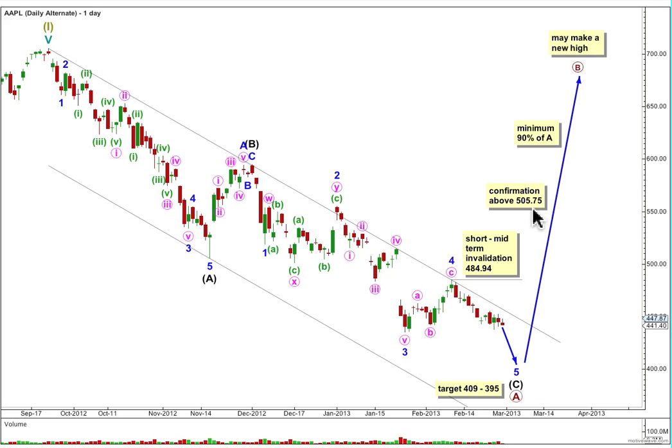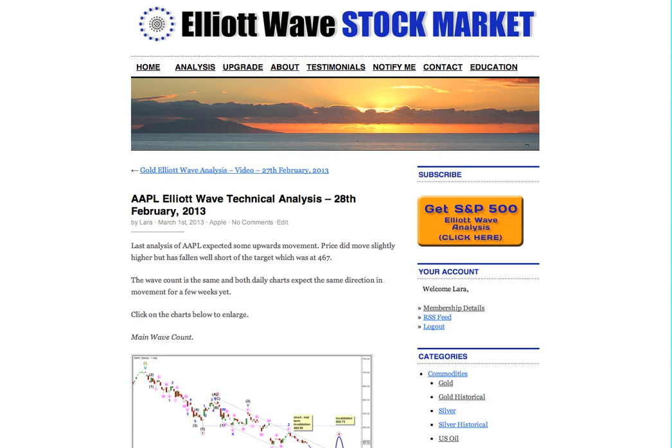It'll be confirmed if we see price move above 505.75, because at that stage the main wave count would be invalidated. If price moved above that point, we know it should keep on going up to at least 90% minimum of primary A, and may indeed make a new high. But that's probably months away yet, if not several weeks.